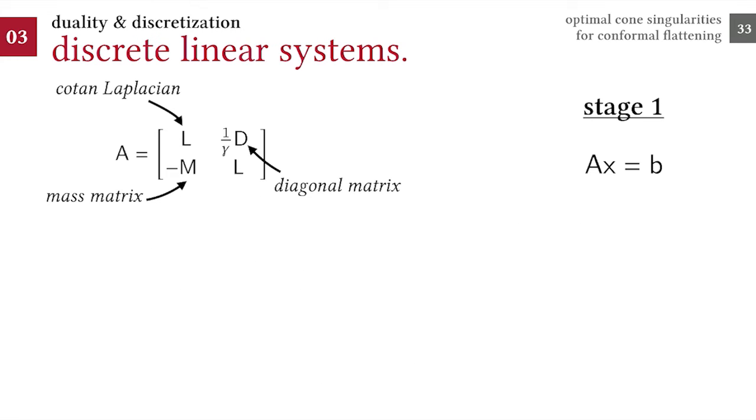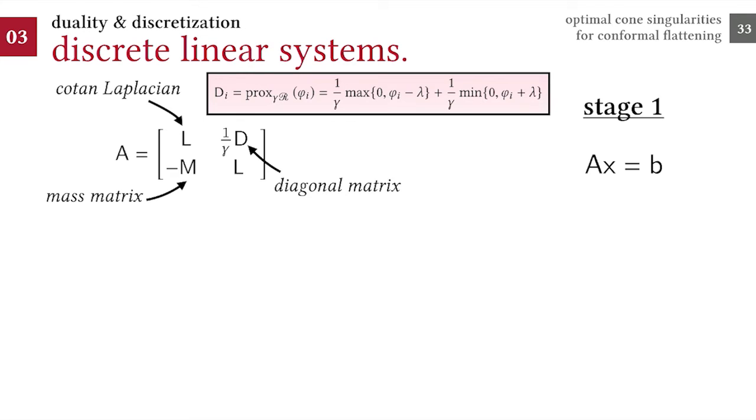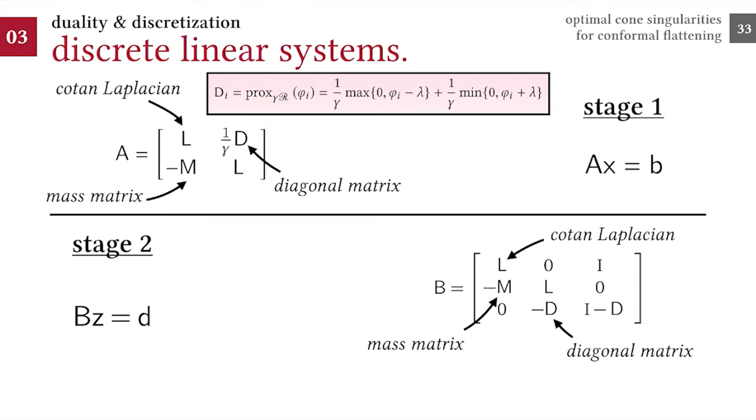In the first stage, at each iteration, we solve these 2V by 2V matrix systems built out of the cotan-Laplace matrix, the mass matrix, and some diagonal matrix. And without going into too many details, I just want to point out again that the exact form of this diagonal matrix really arises from a careful treatment of these measures. In the second stage, we have a 3V by 3V linear system built out of the same basic building blocks. We solve all of these using a standard LU solver.